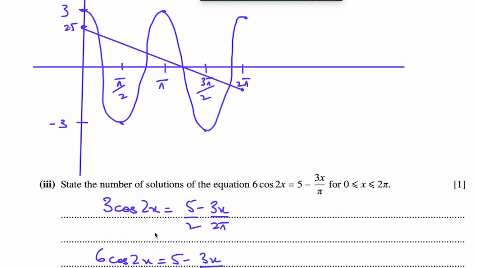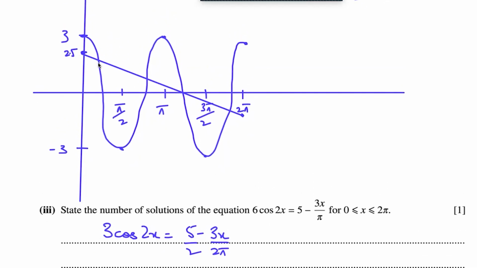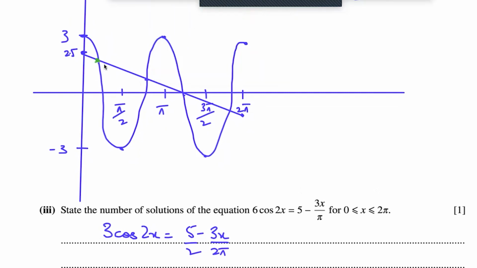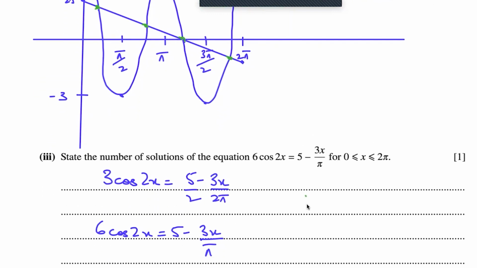So we know that basically we have equated the two equations, and we can see from the graph that the solutions from 0 till 2 pi are 1, 2, 3, and 4. So there are a total of 4 solutions.